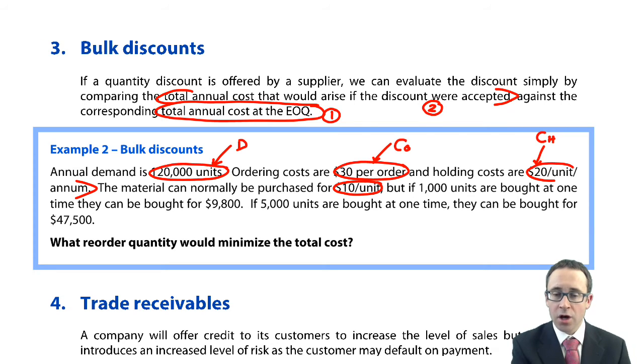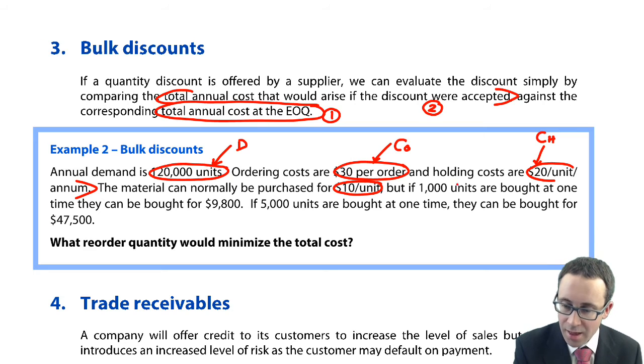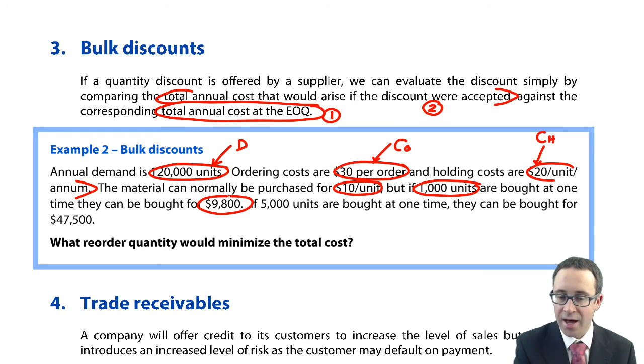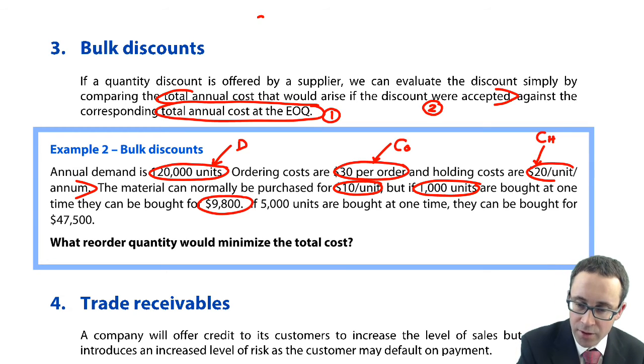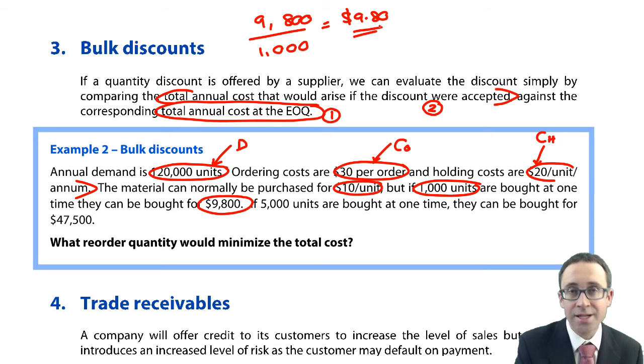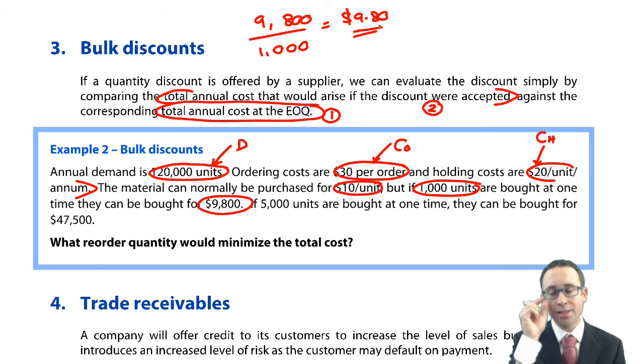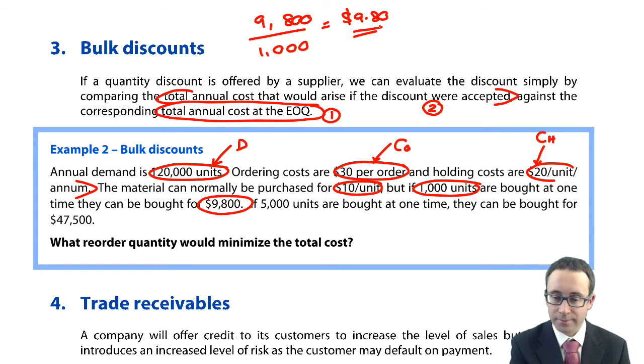Okay. So if you read the question, the material can normally be purchased for $10 per unit. Well, if we buy 1,000 units, that costs 9,800, doesn't it? If you divide 9,800 by 1,000 to work out the cost per unit, does that give you $9.80? Okay, so the cost per unit is $9.80. So if you buy in a batch of 1,000 units, you get a discount from $10 down to $9.80.